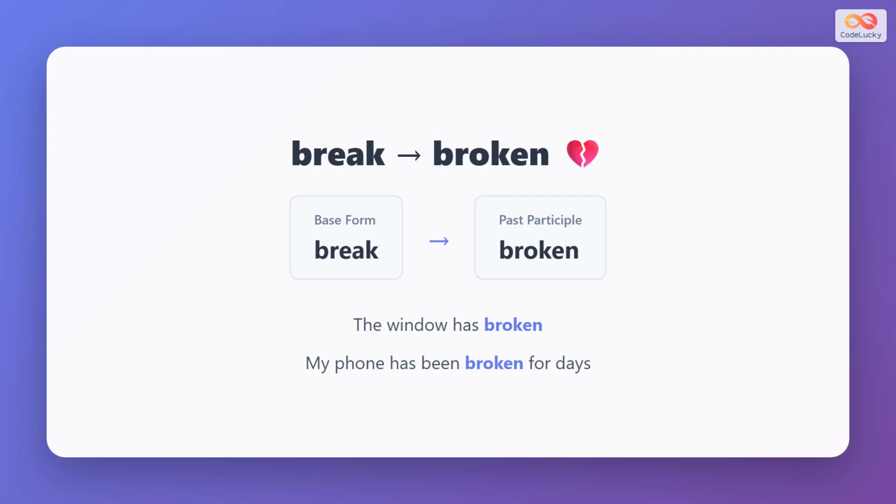Now let's look at break. The base form is break and the past participle is broken. We use it the same way with have or has. For example, the window has broken. This means the window is now in pieces. Another example, my phone has been broken for days. This means the phone stopped working several days ago and is still not working.